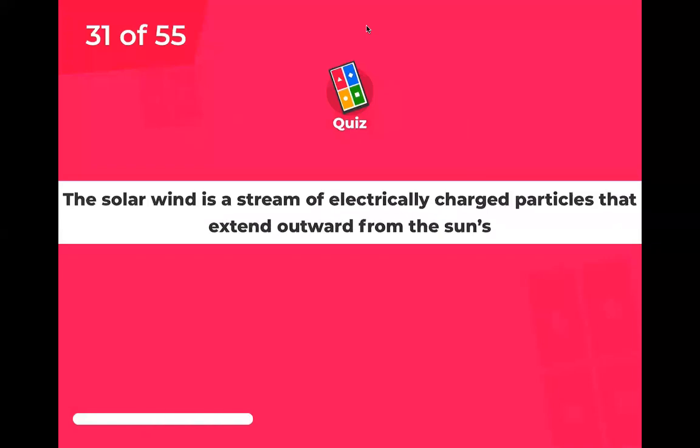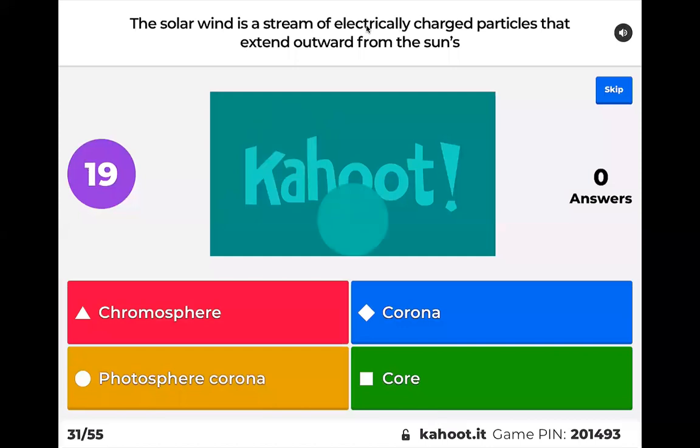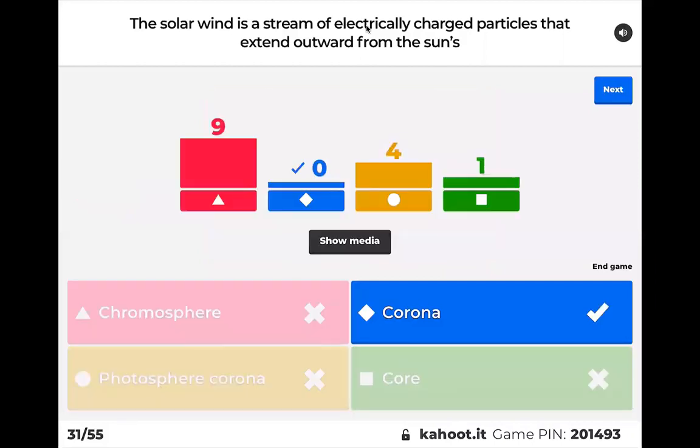The solar wind is a stream of electrically charged particles that extend outward from the sun's chromosphere, photosphere, corona, or core. Again, the solar wind. Where does it come from? And I doubt it's the core. Oh, it's the corona. That fuzzy outer layer, that's where it leaves, right? Okay.